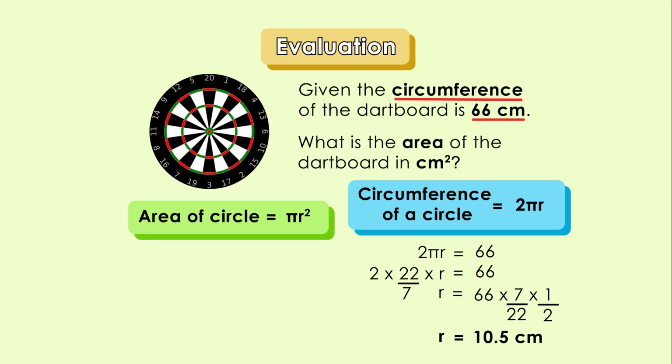After obtaining the value of r, we can now insert it into the formula of the area. Pi r squared is equal to 22/7 multiplied by the square of 10.5. So, what is the area of the dartboard? That's right! The area of the dartboard is 346.5 square centimeters.